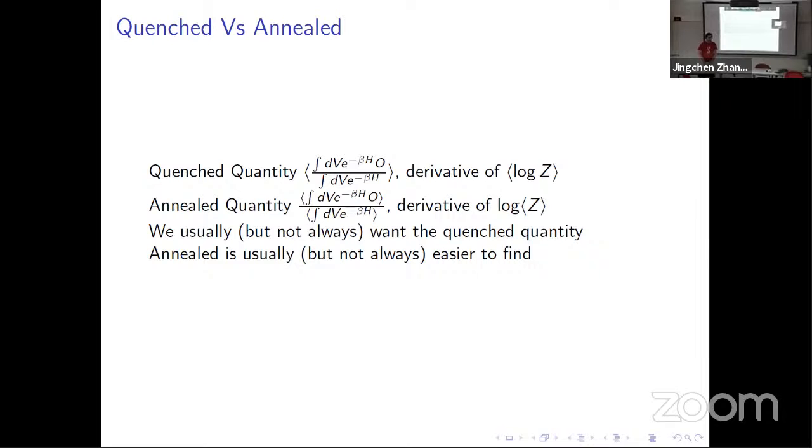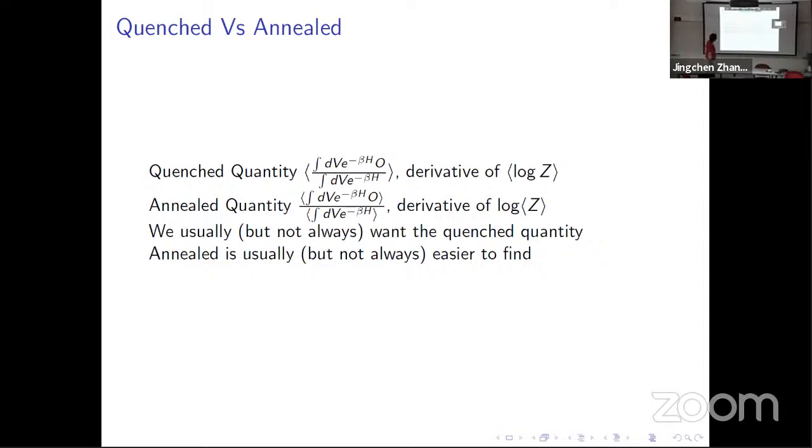Quenched versus annealed quantities are things we calculate about a disordered system. So these averages here are all disorder averages. Like if we had the Sherrington-Kirkpatrick model, we'd be averaging over all the J's, right? And so in quenched, this is the disorder average of the thermodynamic average of a quantity, right? That's what the quenched average is. And 99% of the time, that's what we mean when we say the average value of a quantity.